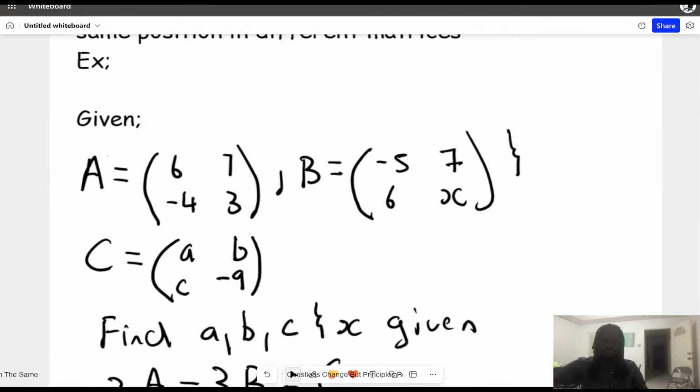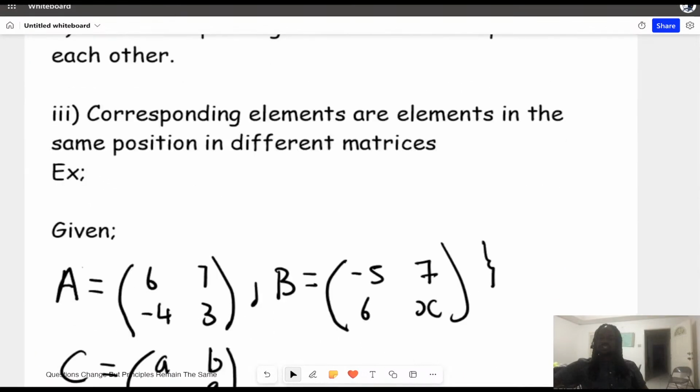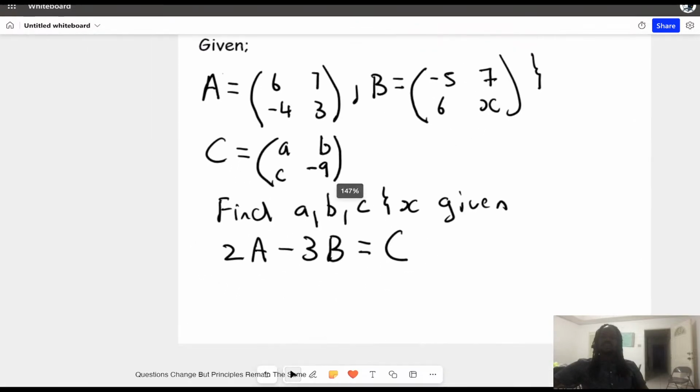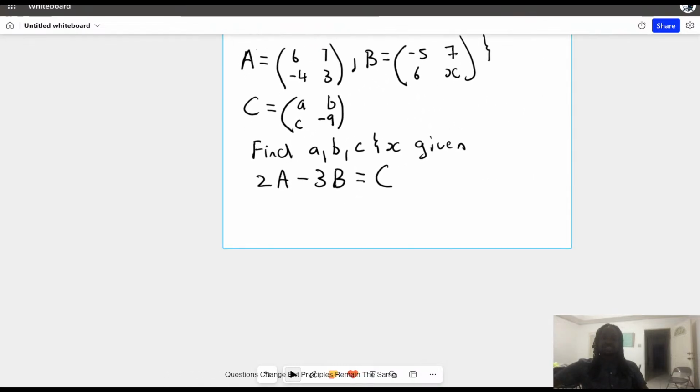Now, next. Remember, when matrices are equal, they must have the same orders. The corresponding elements will be equal to each other. Corresponding elements are elements in the same position in different matrices. So, what does it say? Given A equals that, B equals that, C equals that, find A, B, C, and X given 2A minus 3B is equal to C. You realize that in C you have A, B, C, then negative 9. In B you see negative 5, 7, 6, X.